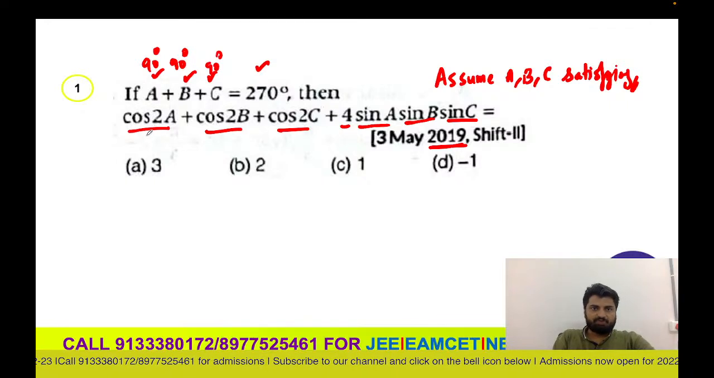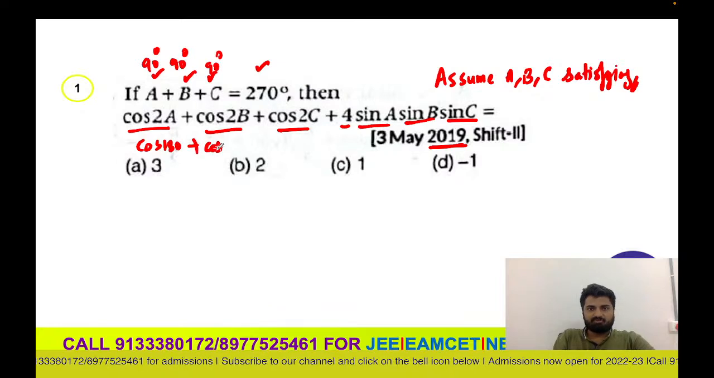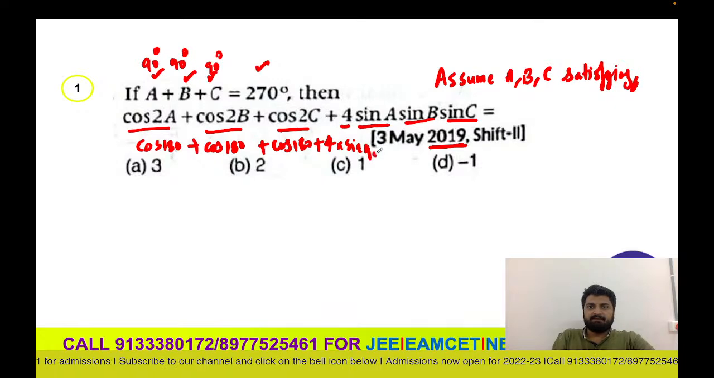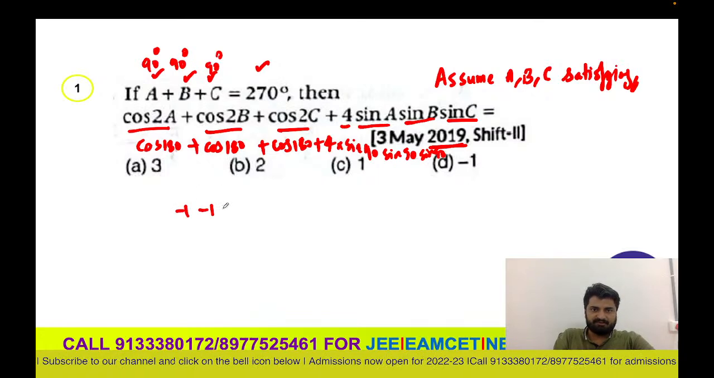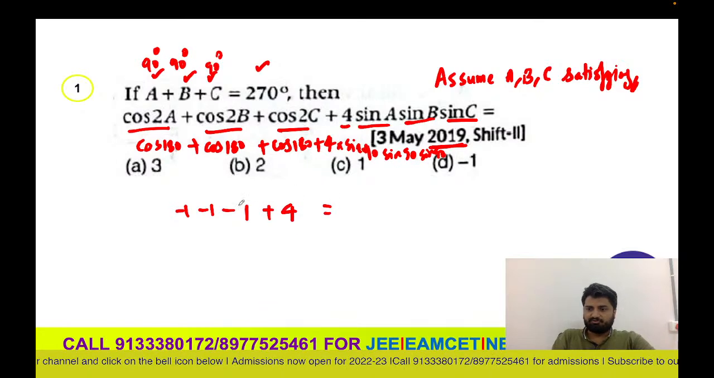So what will you get? Cos of 2 times 90 is cos 180 degrees. This is also cos 180 degrees. This is also cos 180 degrees. Plus 4 times sin 90, sin 90, sin 90. We all know that cos 180 is minus 1, so this is minus 1, minus 1, minus 1. Sin 90 is 1, 1, 1. 4 into 1 into 1 is nothing but 4. So this is 4 minus 3, which is nothing but 1.